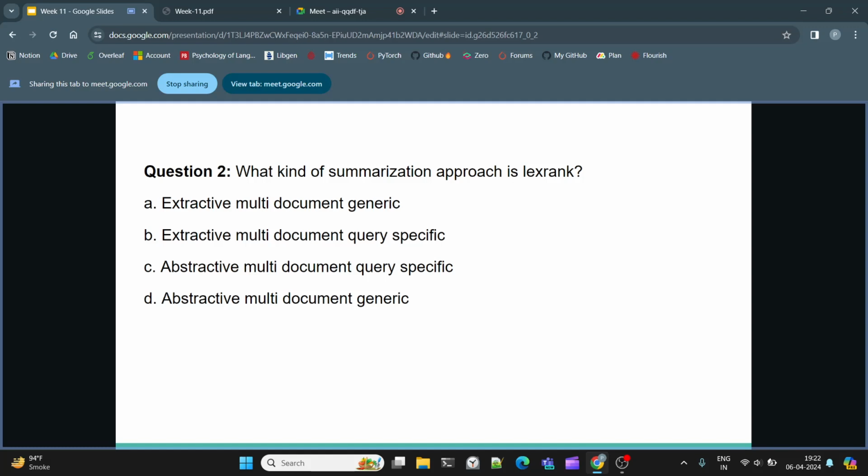Because in a sentence, we would be able to read it and make sense of which are the important words. But how do we make an algorithm understand that these are the important words? There TF-IDF comes into play, and we average the scores, find the most important sentences, then perform the extractive algorithm and find the summary. So it's option A: extractive, multi-document, and generic.